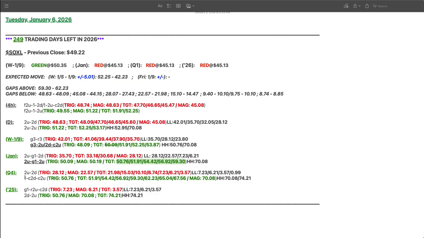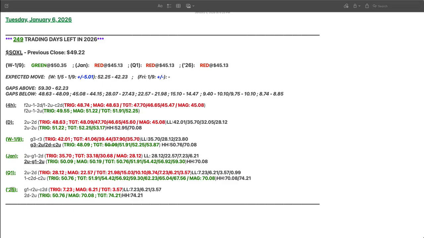On the quarter, we're looking for this one combo 2 down, 2 up to continue. Just need to be above 50.76. First target 51.91, and so on, all the way up through this 70.08, which is the actual magnitude for the move. We've talked about multiple times over months and months of analysis that doesn't mean it's going to happen in one quarter. Could take 2, 3, 4, but that is the ultimate magnitude, and that's actually quarter one.